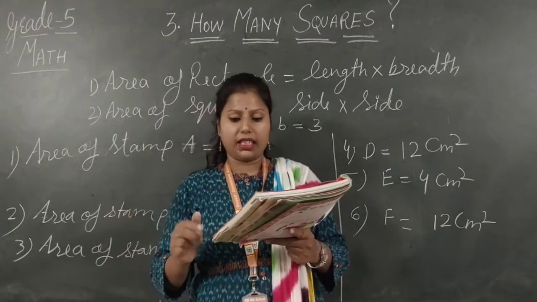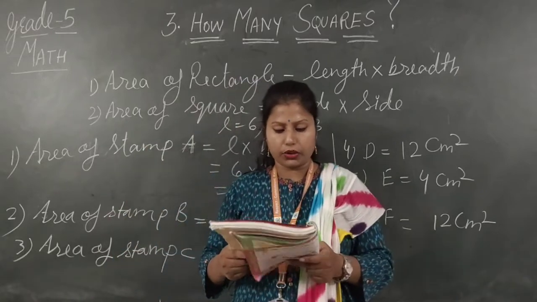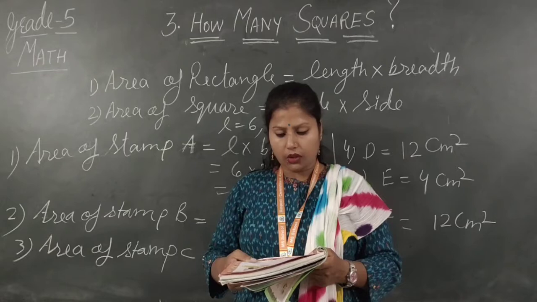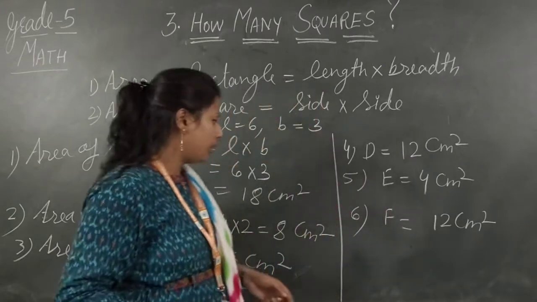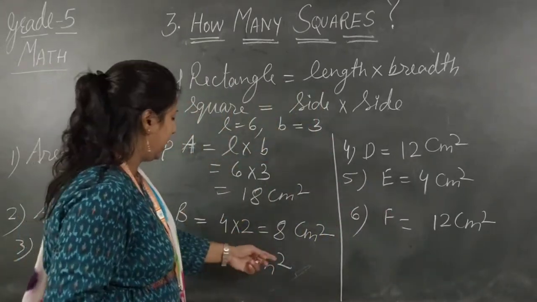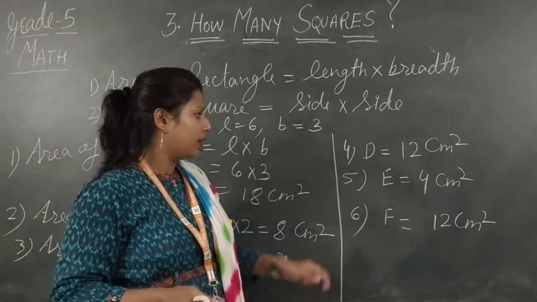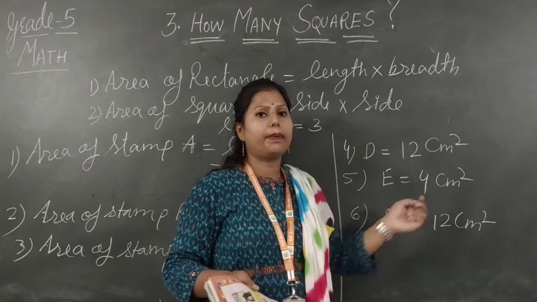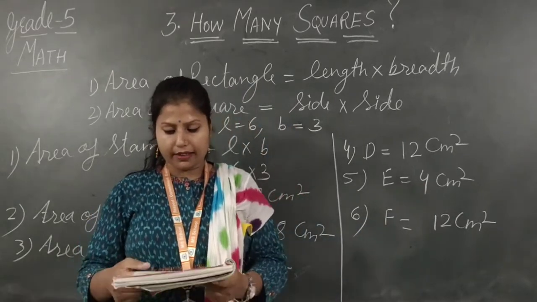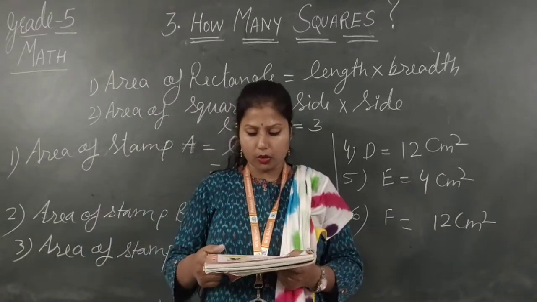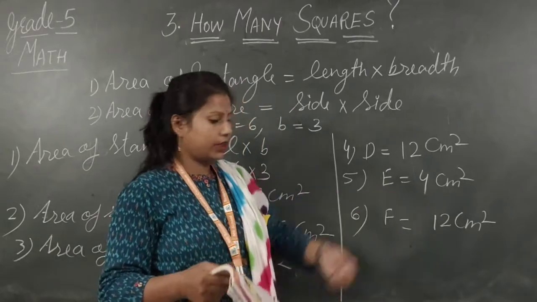12 square centimeters is already written. So go for question D: the area of the smallest stamp. Now we have to compare 18, 8, 6, 12, 4, 12. Comparing करना तो आता ही है ना। तो सबसे smallest कौन सा है? Stamp E, जो एरिया है 4 सेंटीमीटर स्क्वायर। और वहाँ पे बॉक्स बना हुआ, वहाँ पे आपको लिखना है 4.